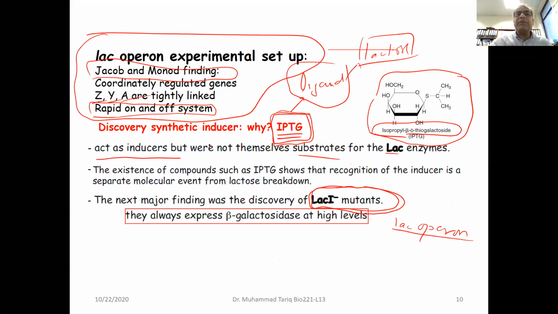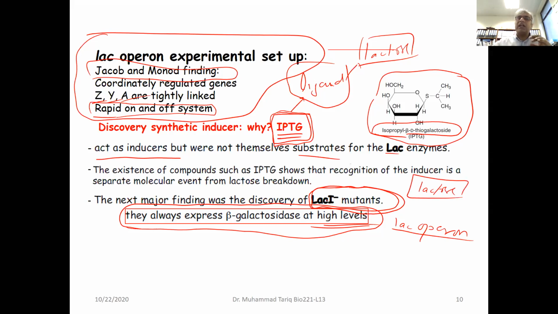What was the phenotype of lac I? The phenotype of lac I was that these mutants always expressed beta-galactosidase at a very high level, which means in these mutants there is no need for lactose. Even in the absence of lactose, these mutants are expressing a high level of beta-galactosidase.